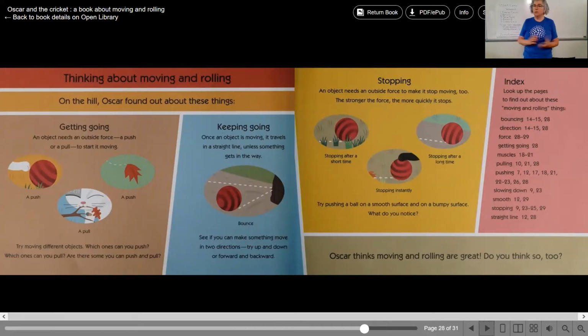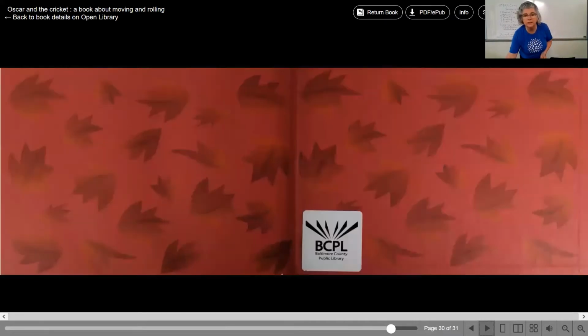So the author thinks moving and rolling are great. What do you think? Moving and rolling is a pretty cool thing? I think so too. That's the end of our book.